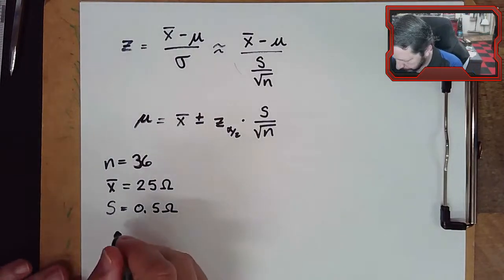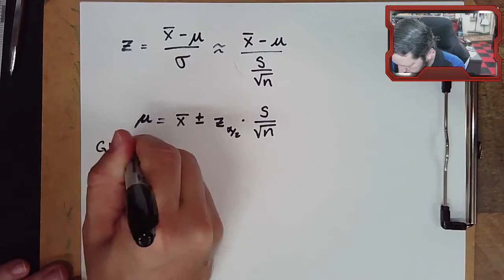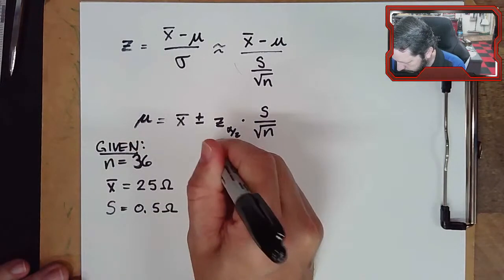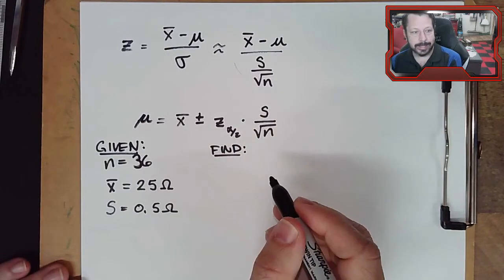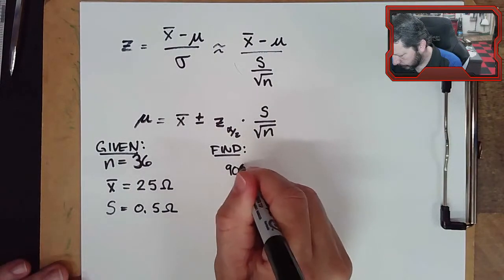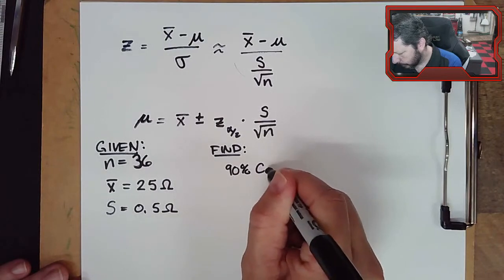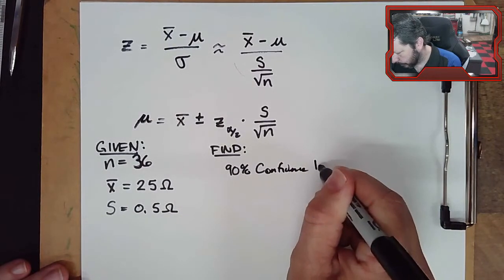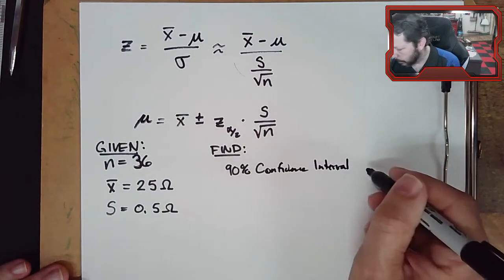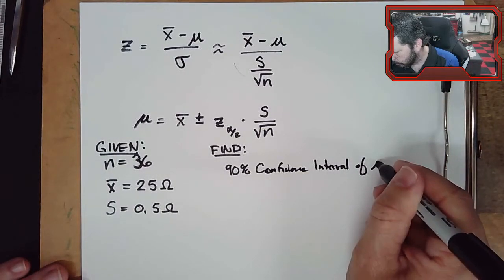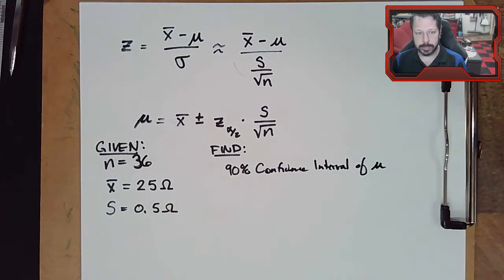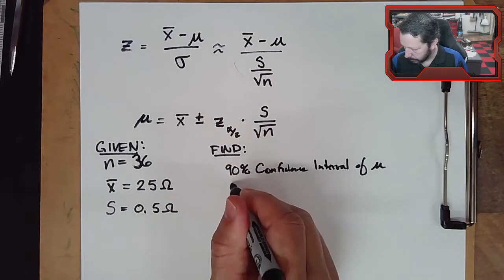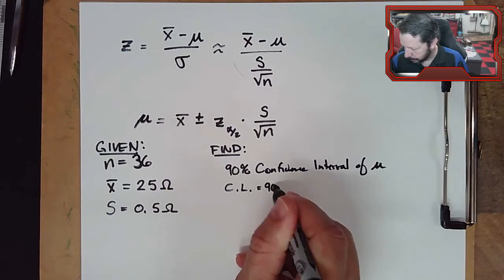Given this, we're going to find the 90% confidence interval of the population mean. So mu, that's the population mean. Basically we want to know what's the range around the population mean that we can be confident in. So this is the confidence level. We might write CL equals 90%.